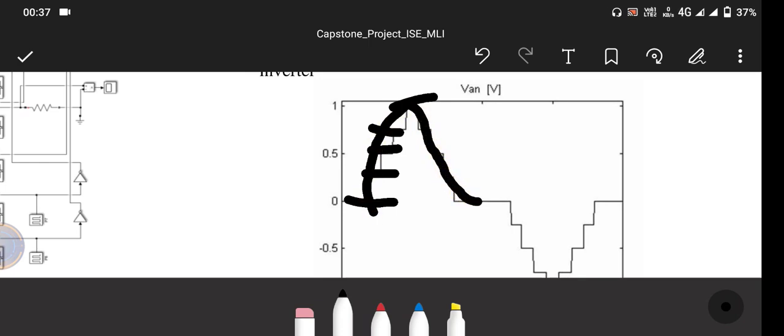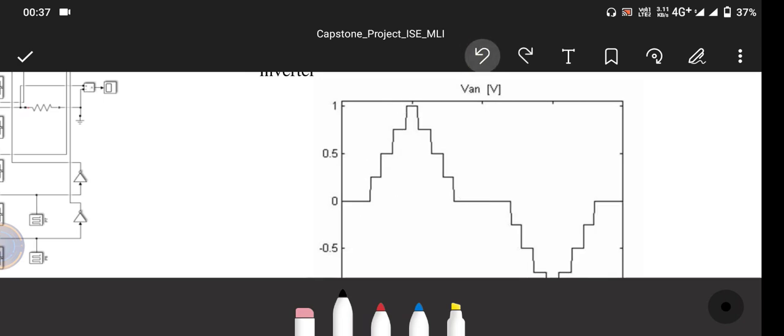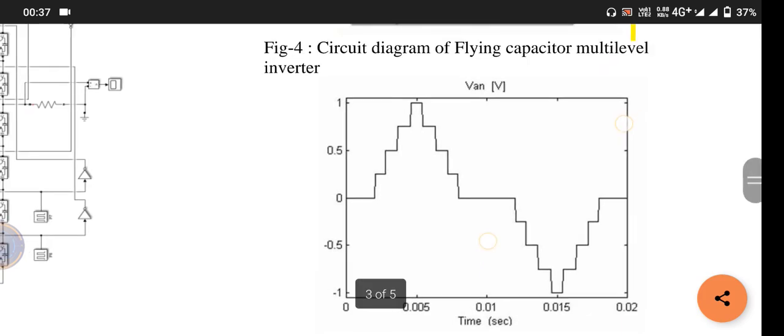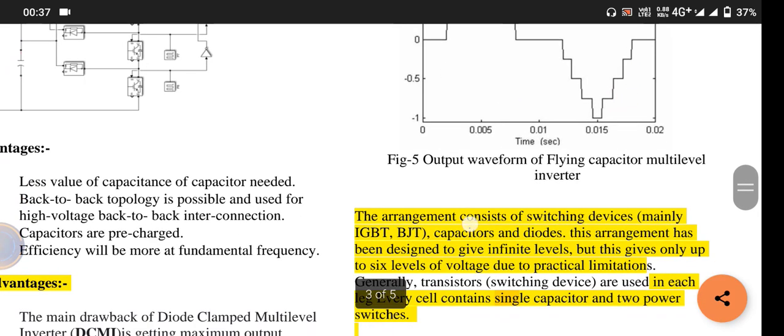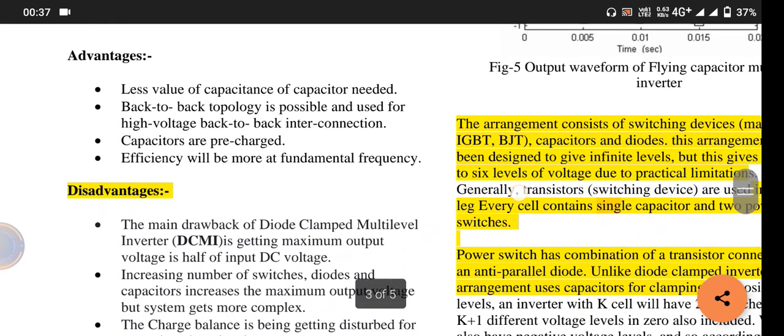Look at here, it gives a near sinusoidal waveform. That's why multi-level inverters are more popular nowadays than the conventional inverter which is located in our house.